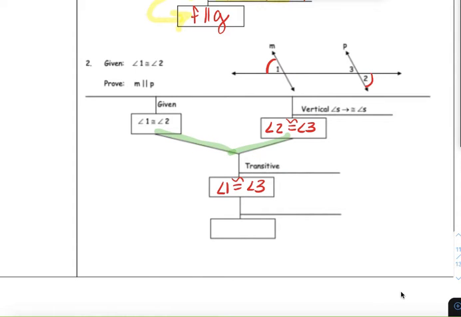Now if angle 1 is congruent to angle 3, I'm looking at those. Those are corresponding angles, and I know that if corresponding angles are congruent, then lines are parallel. In this case, there's only one set of lines. M is parallel to P. Notice again, I had angles, so I mentioned angles first. Angles will usually result in parallel lines. Parallel lines will result in angles. Okay, so that is what a flow proof looks like.